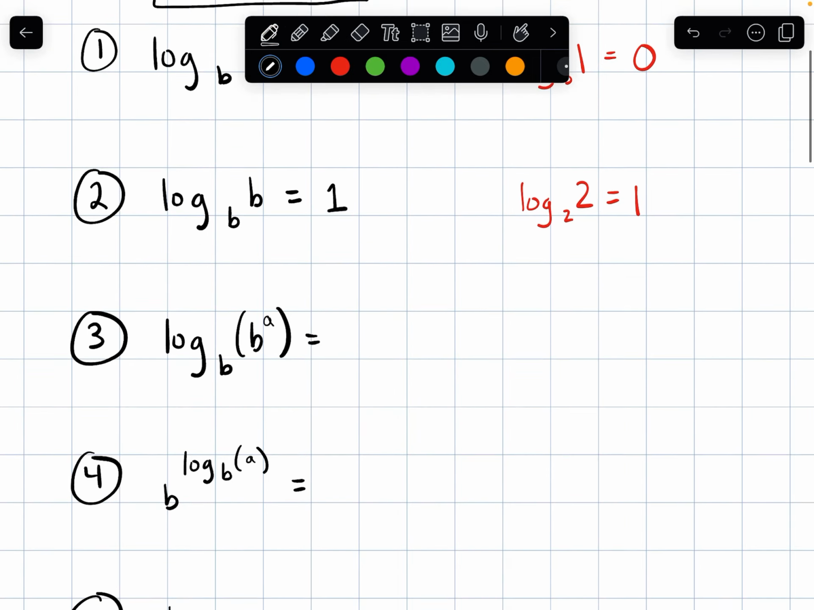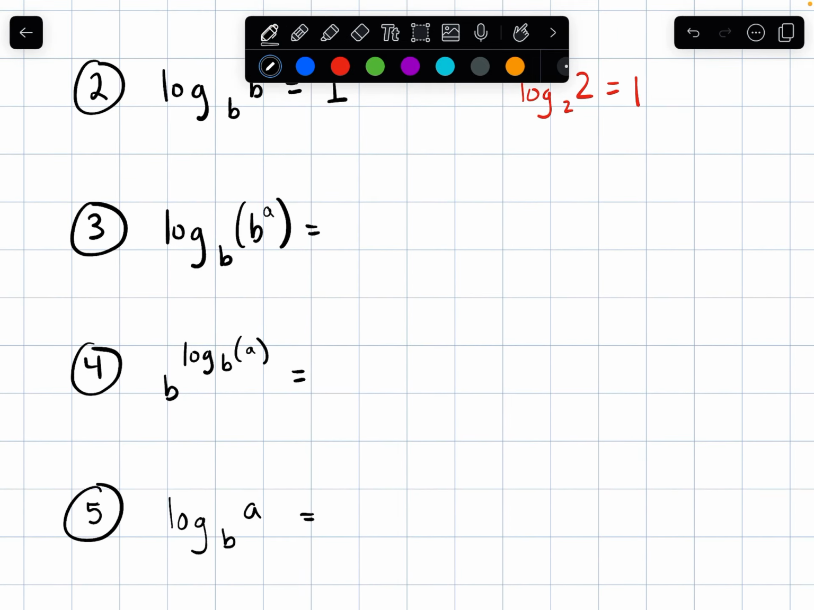Let's try problem number 3. Well, this is saying that my base b to some power equals b to the a power. Well, what we know from the previous sections in chapter 8 about exponential equations is that if I have the same base, I must also have the same exponent. So we know right away that the answer to this must be a. Whatever that exponent is, that's going to be your answer here.